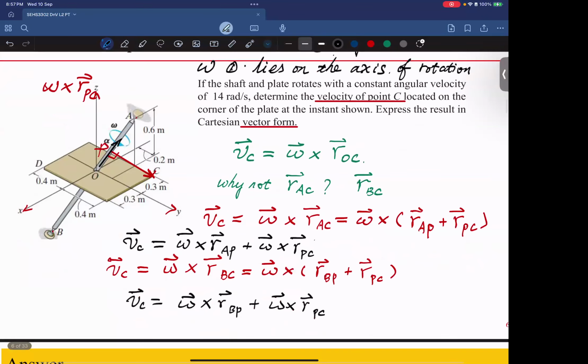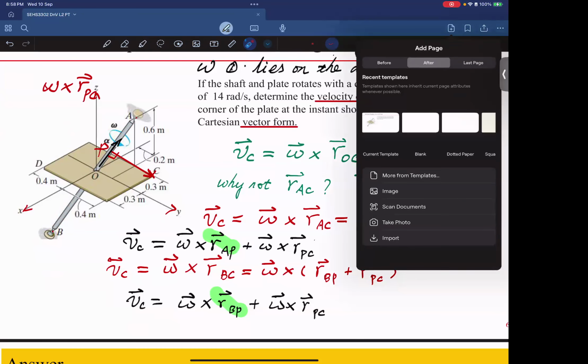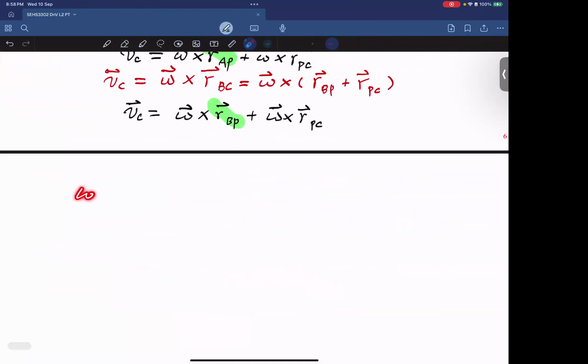And what about RAP and RBP? RAP and RBP also lie on the axis, right? AP and BP. P is here. AP, BP, both along the axis. Therefore, when we calculate omega cross RAP, okay?